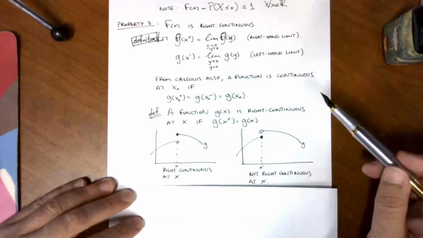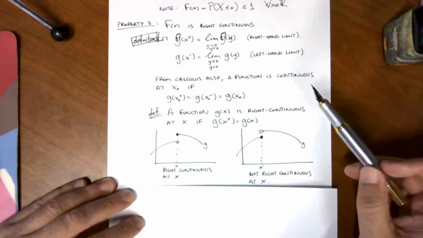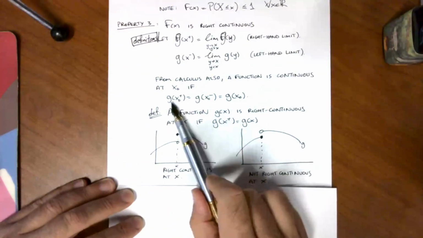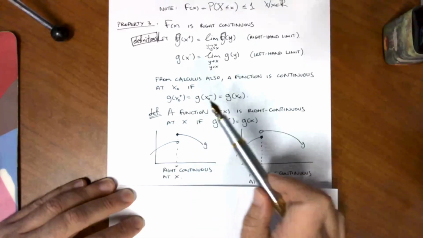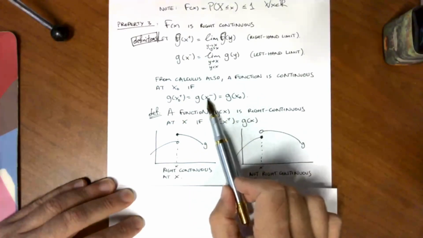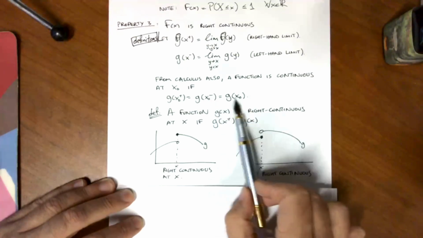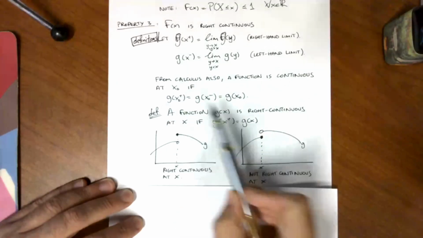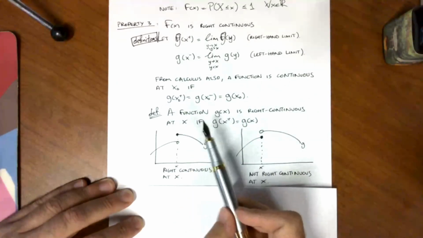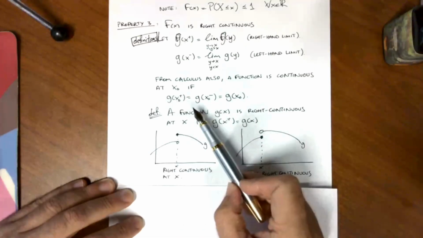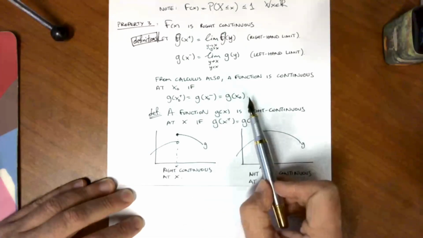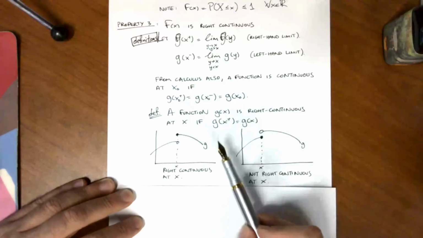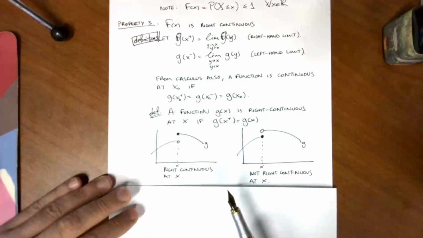You can think of this diagrammatically, given the two diagrams here. In calculus, we use these concepts to describe the continuity of a function. So at point x naught, g of x naught plus is equal to g of x naught minus, which is equal to simply the value of the function at x naught. So the limit as you're approaching x naught from larger values, and the limit as you're approaching x naught from smaller values, are equal to the actual value of the function at x naught. That defines continuity.